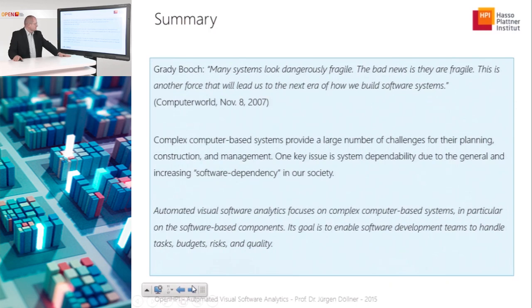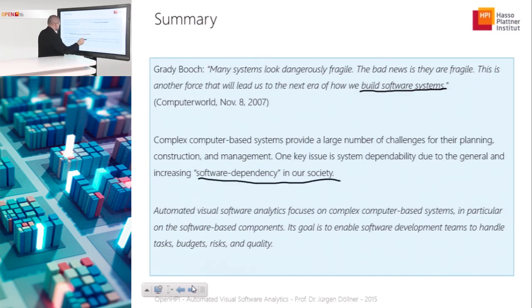To summarize this chapter, many systems look, as Grady Booch said, dangerously fragile. The bad news is they are fragile. This is another force that will lead us to the next era of how we build software systems. How can we systematically build software systems and ensure the key qualities? Complex computer-based systems, of course, provide a large number of challenges for their planning, construction and management. One key issue is system dependability due to the general and increasing software dependency in our society.